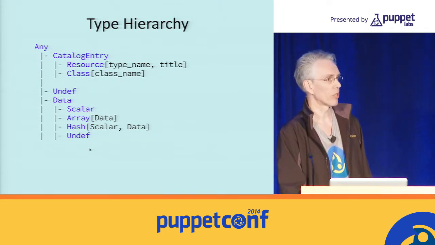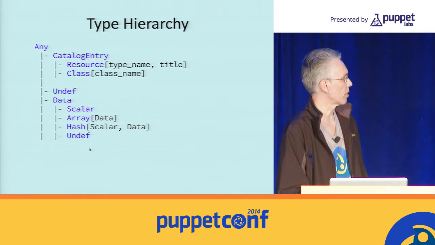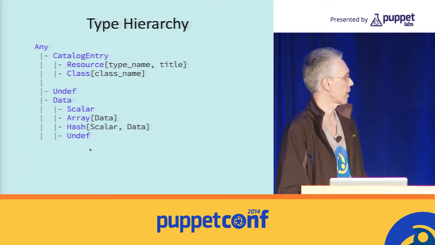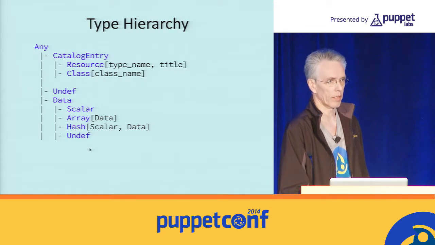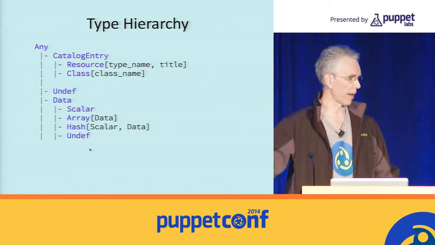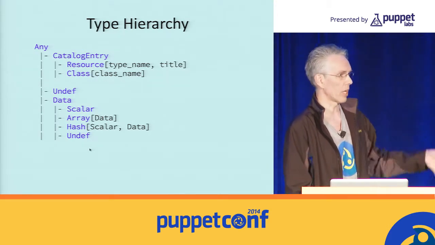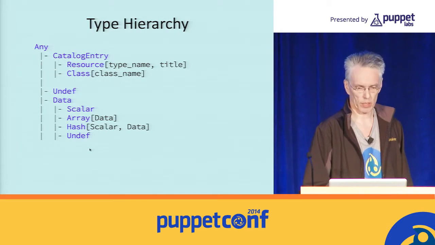We also have a special type called data, which is like what you can get from JSON. It can contain scalars, arrays with data elements, or hashes that have scalar keys and data elements, or undefined, which is sort of an open-ended grab bag of whatever kind of thing, but more safe than allowing data types that cannot be directly represented in JSON.